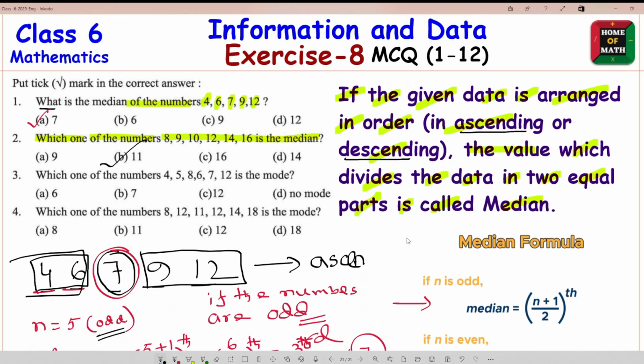So I hope you are clear about median. Next time we will practice more and more, and then it will be clear. Okay, so questions 1 and 2 are done.